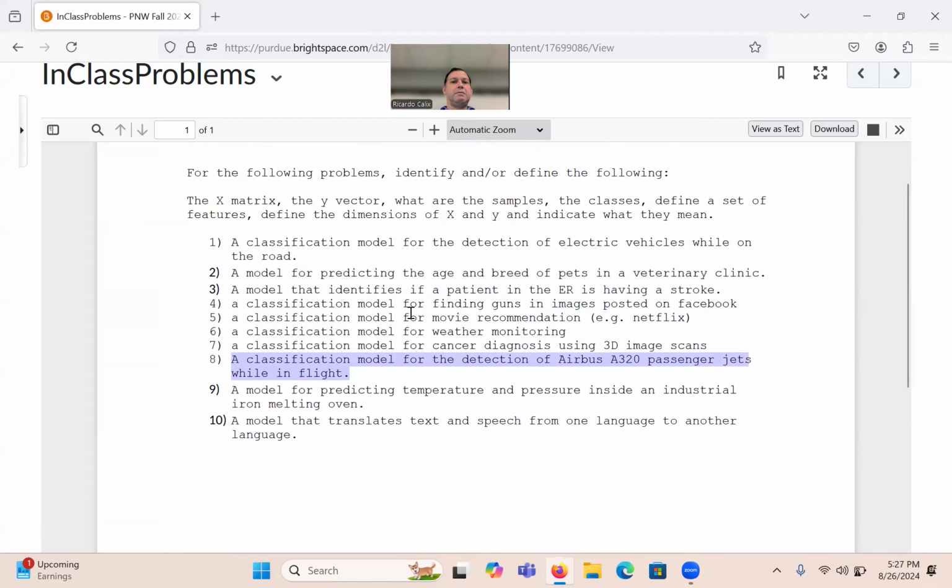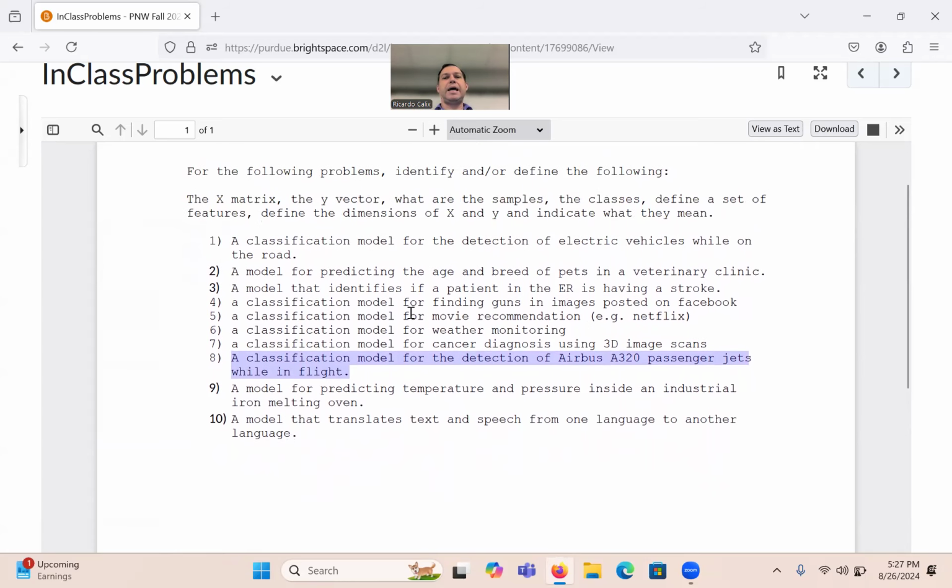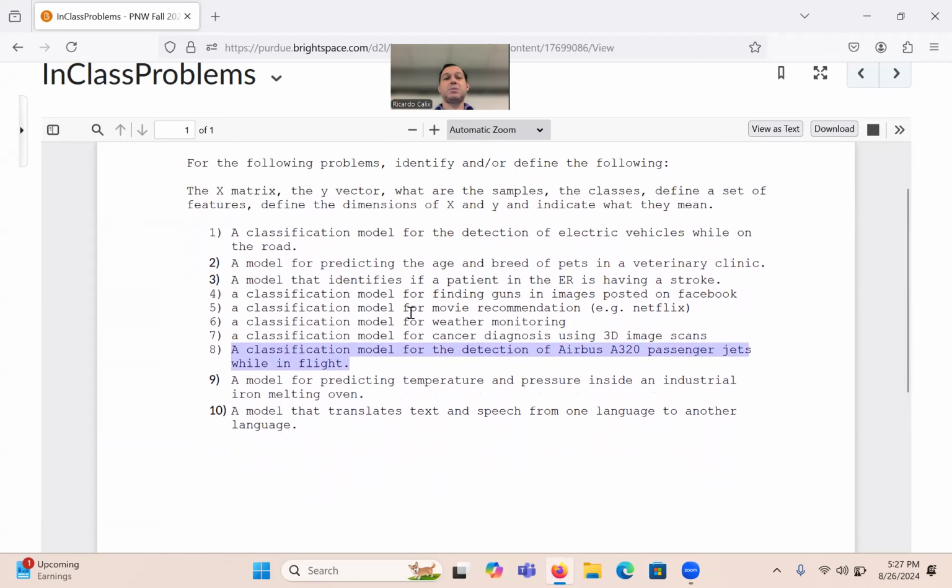Once again, the procedure is a simple template. For the following problems, identify and or define the following: the X matrix, the Y vector. What are the samples? That's important. Sometimes it's really easy, but not always. Remind me to do the network security one, because that's a good example of how to define a sample. Then the classes, and define a set of features. Define the dimensions of X and Y and indicate what they mean. This is really important. All right, let's go ahead and do that one.